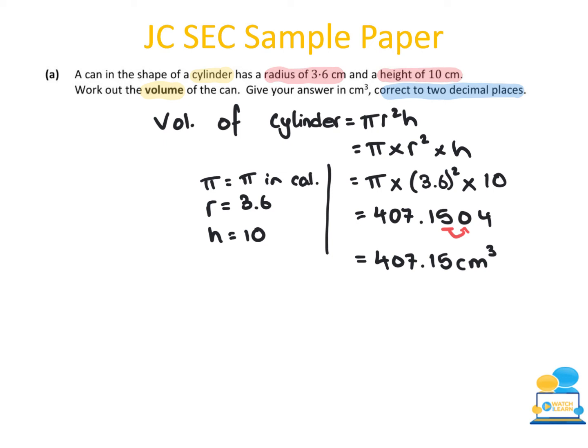Now, just one thing before I finish off this question: when you input that into your formula, pi times 3.6 to the power of 2 times 10, your calculator may give it to you in terms of pi. You can simply press your S to D button and it will change it into a number. I got 407.1504. So if that confuses you, you have your S to D button in your calculator to help you get away from your answer being in terms of pi.